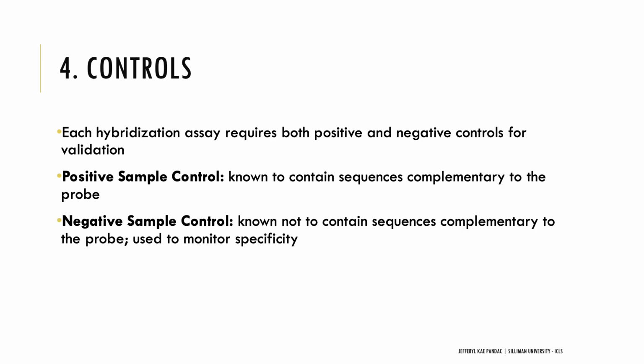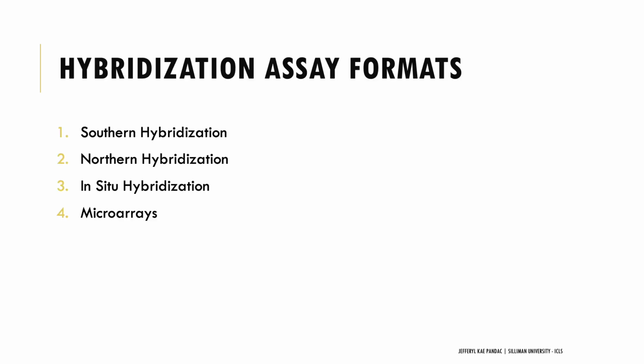Just like any other biochemical reaction done in vitro, nucleic acid hybridization also requires a set of controls for validation purposes. These are the positive and negative sample controls. The positive sample control is known to have the sequences that are complementary to the probe, while the negative sample control does not, and is thus used to monitor the specificity of the assay. So those are the 4 basic components of a nucleic acid hybridization assay.